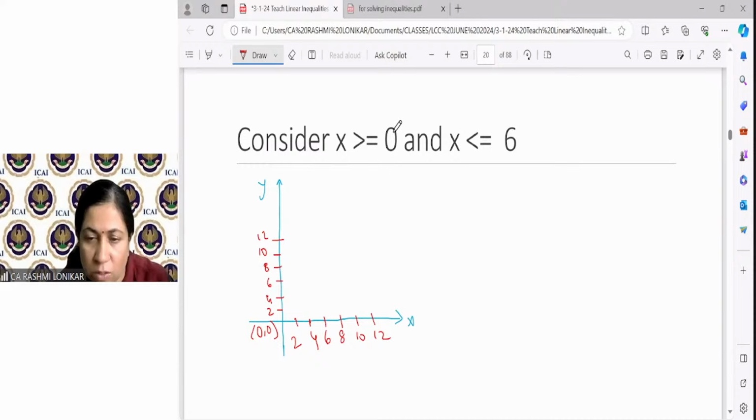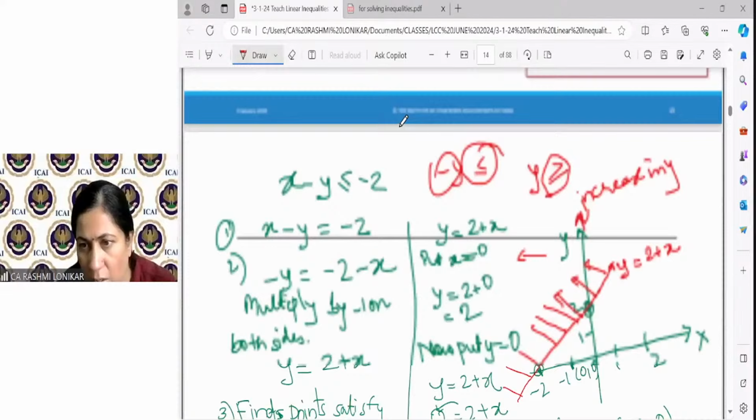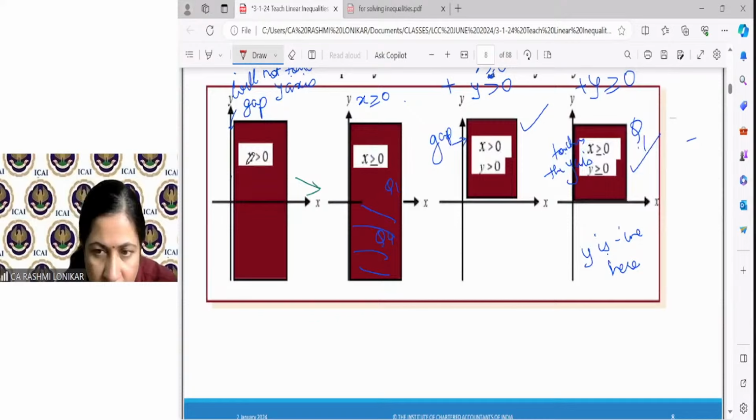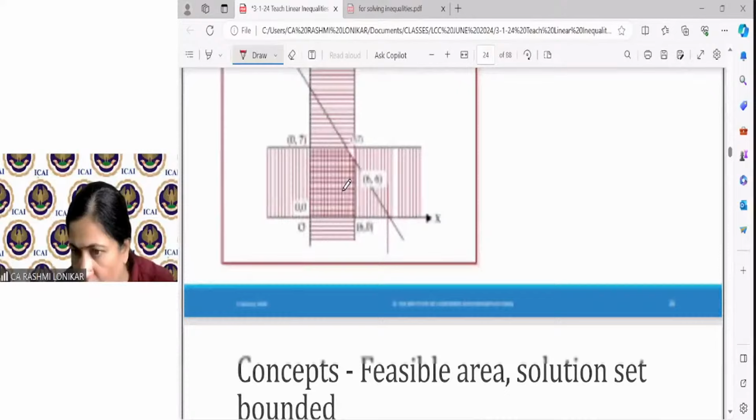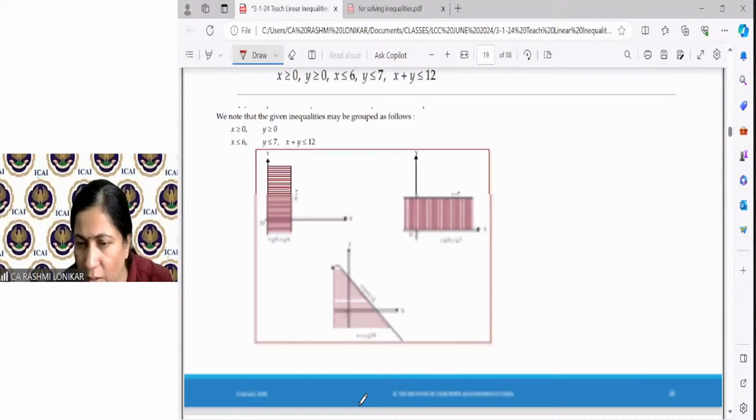So, remember this. Do you remember this one? So here it is, when it is greater than 0 only, there is a gap. But when it is x is greater than or equal to 0, you will also have it touching the line. We did this, and now we are doing this.